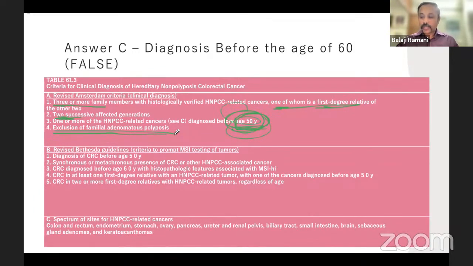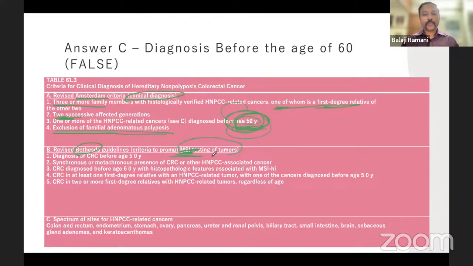FAP should always be ruled out as far as this one is concerned. Right. Now, if you take up the revised Bethesda guideline, what is the Amsterdam criteria used for? Amsterdam criteria is going to be used for clinical diagnosis. Bethesda criteria is going to be used for MSI testing.